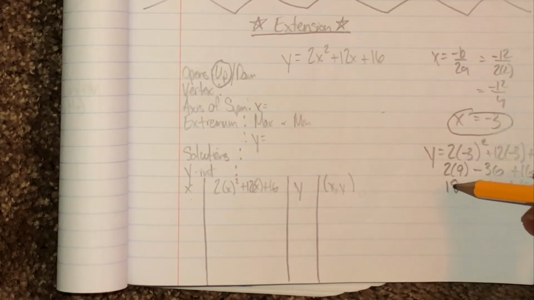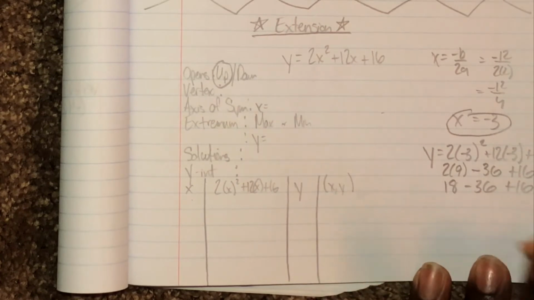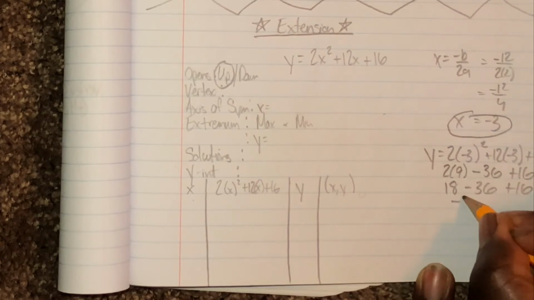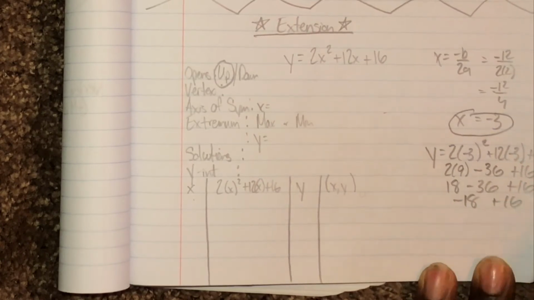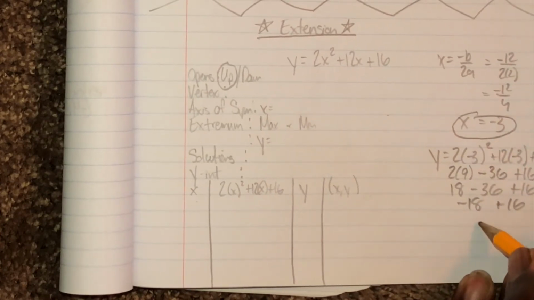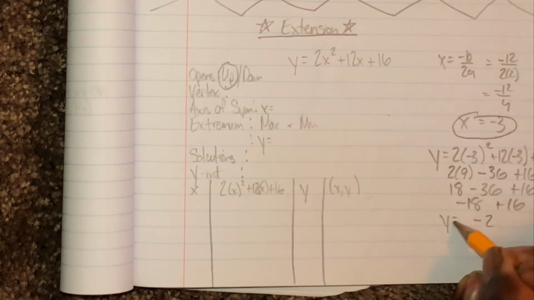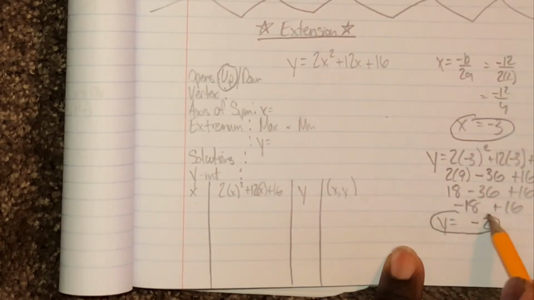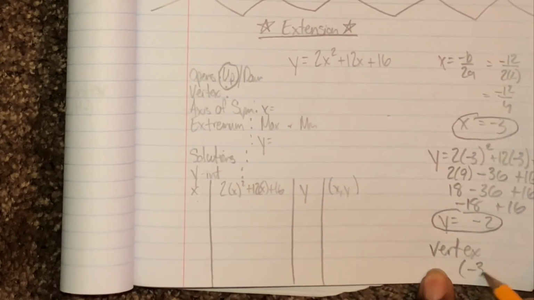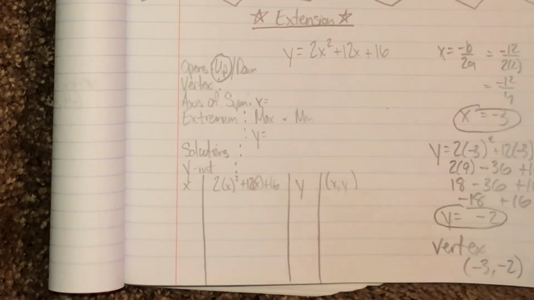18 minus 36 will give me, that's right, 18. But it is going to be a negative 18 because I'm taking away more than I have, okay? It's negative 18 plus 16. Good job. That is a negative 2, my y value. All that to say, my vertex will be found at negative 3 comma negative 2.